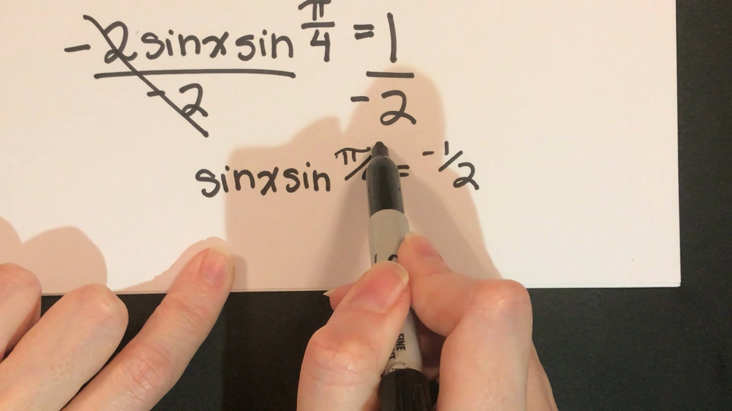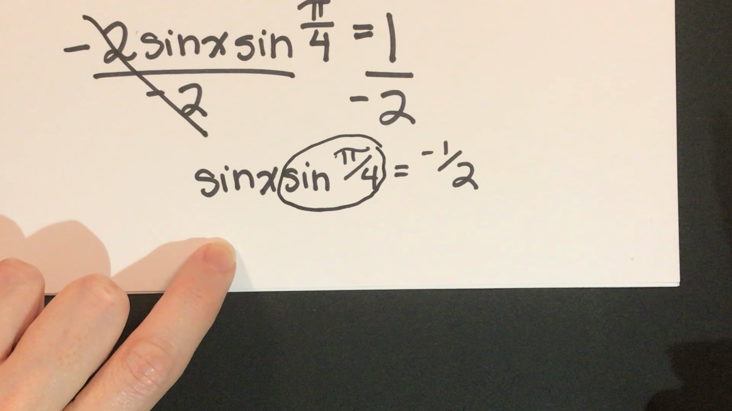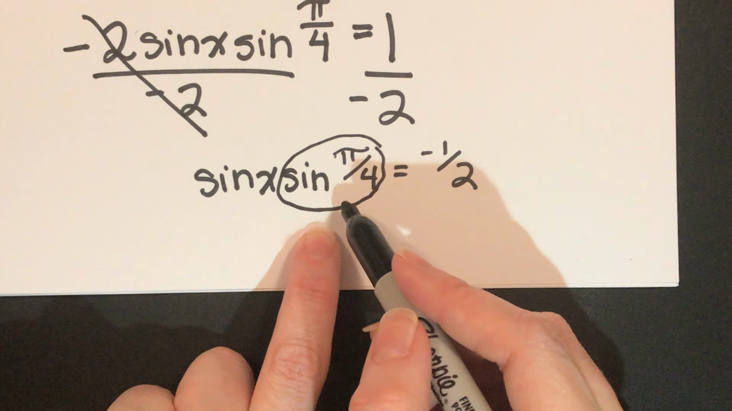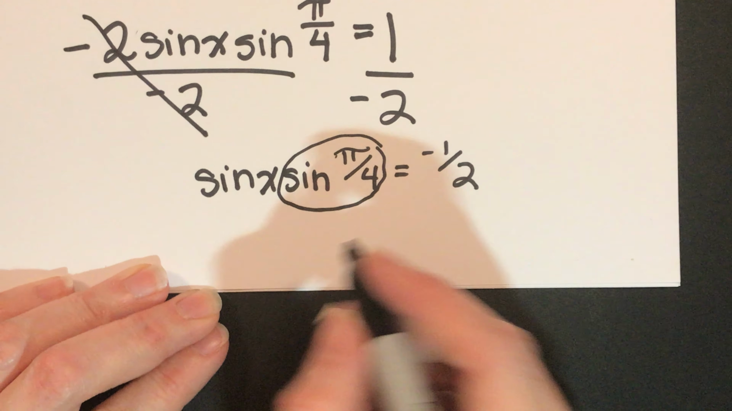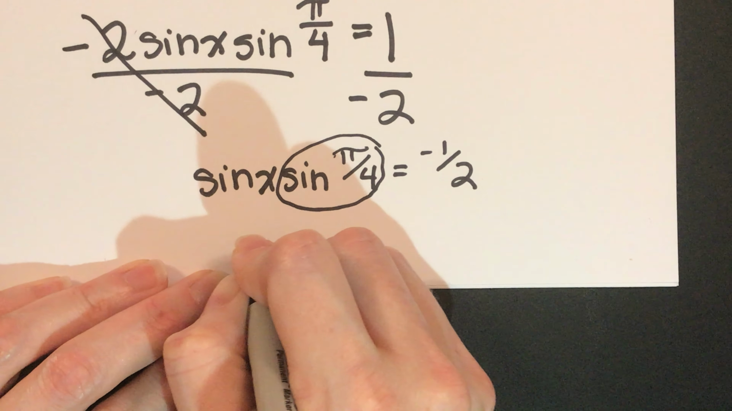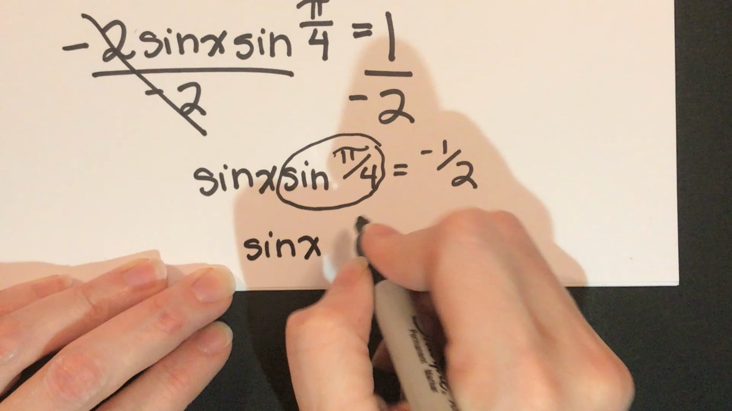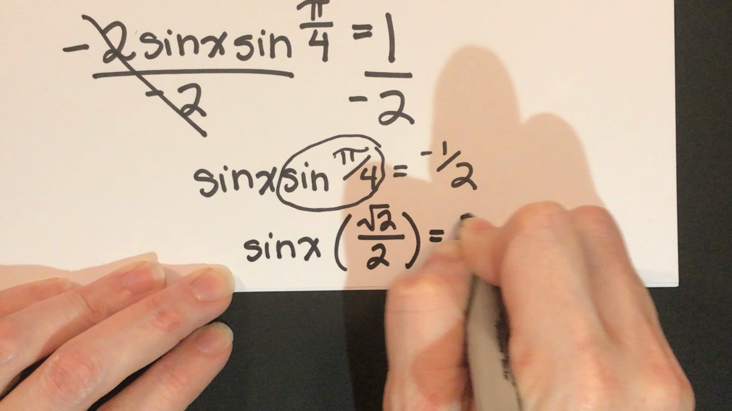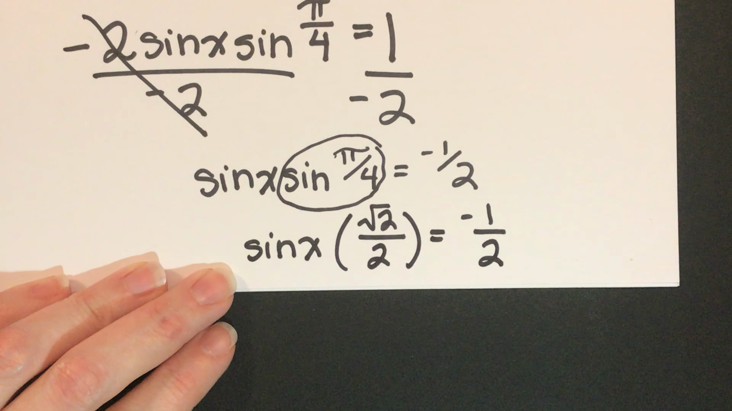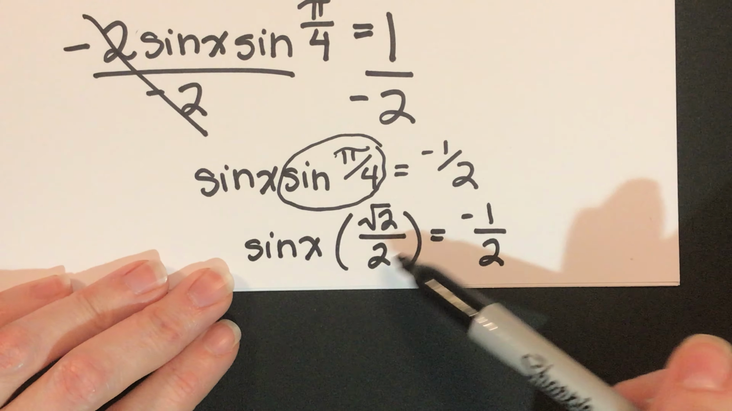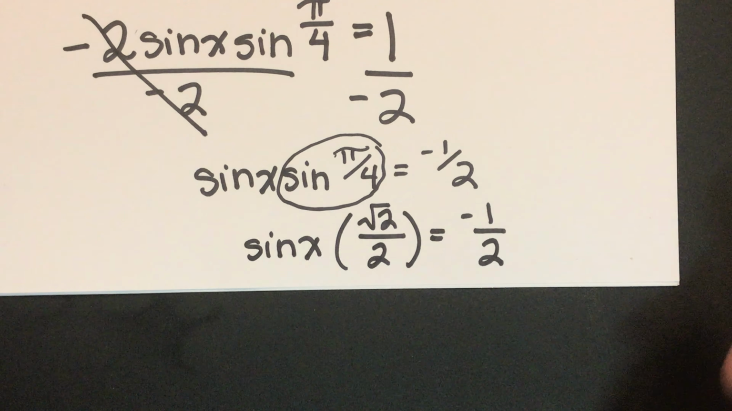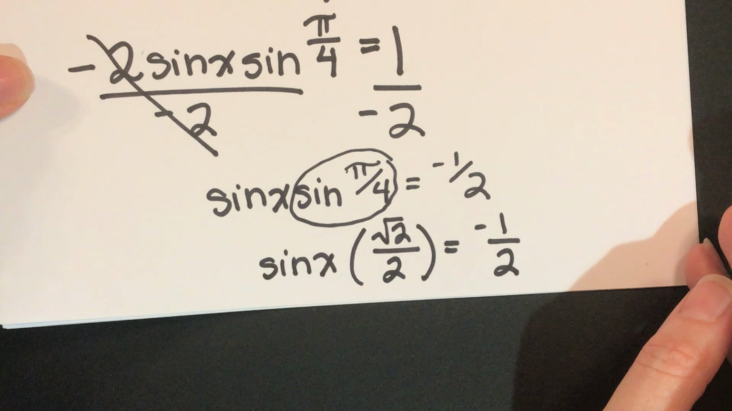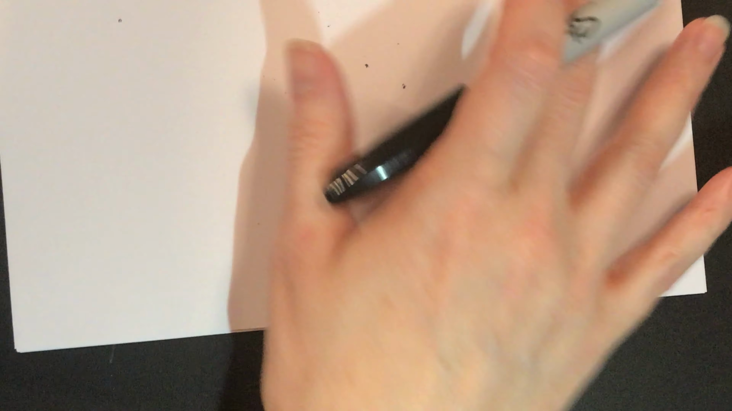So now we know what the sine of pi over 4 is if we look at our unit circle. The sine of pi over 4 is the square root of 2 over 2. So we have sine x times the square root of 2 over 2 equals negative 1/2. Now to get rid of this, we need to multiply by the reciprocal, right, to cancel that out. So I'll rewrite this on the next page.